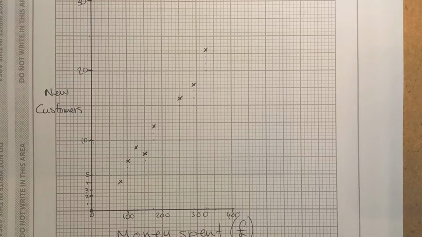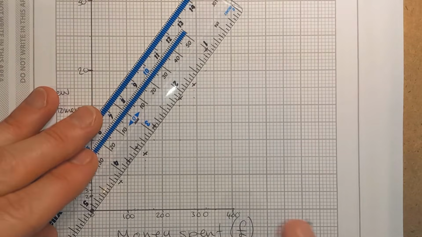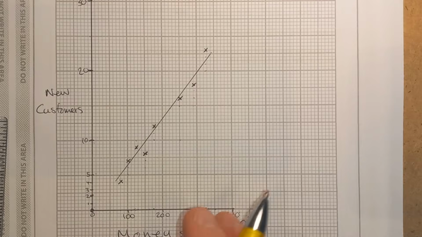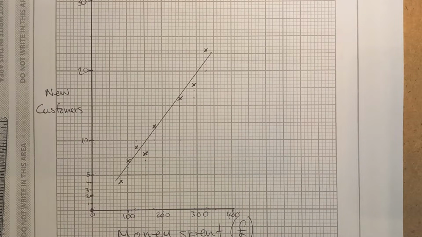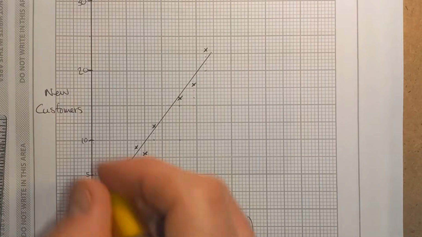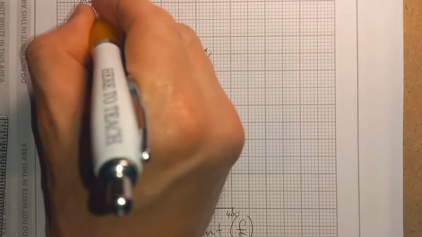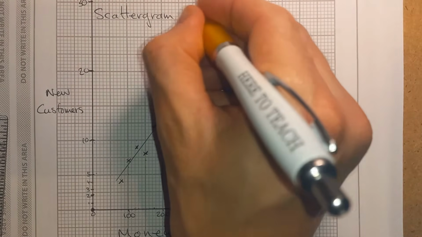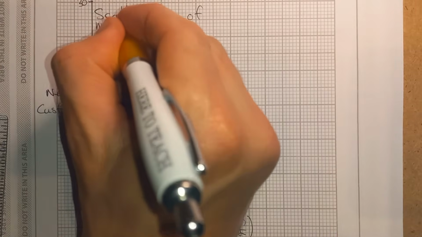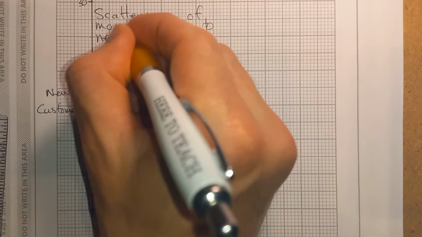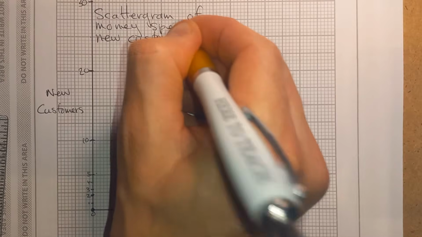Okay. They haven't asked for it, but I think it's nice to draw a line of best fit as well. So that's the line that follows the general pattern of the graph with roughly the same number of values above the graph as below it. Okay, so we've got the line of best fit as well. And we just need a title. So what should we call this? Scattergram of money spent to new customers. Something like that.